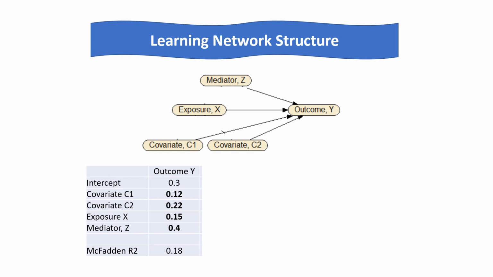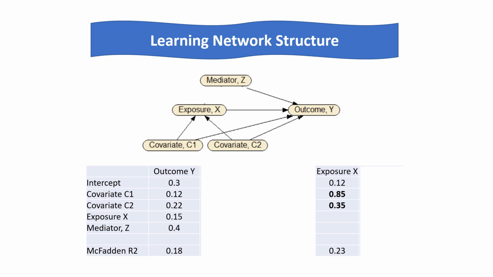To create the network, draw an arc for each non-zero coefficient. For outcome y, we draw an arc going from covariate C1, covariate C2, exposure X, and mediator Z to the outcome y. One arc for each significant non-zero direct predictor of y.